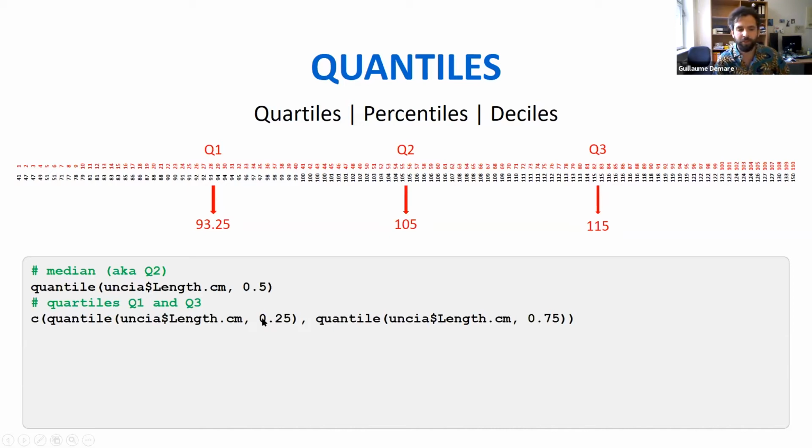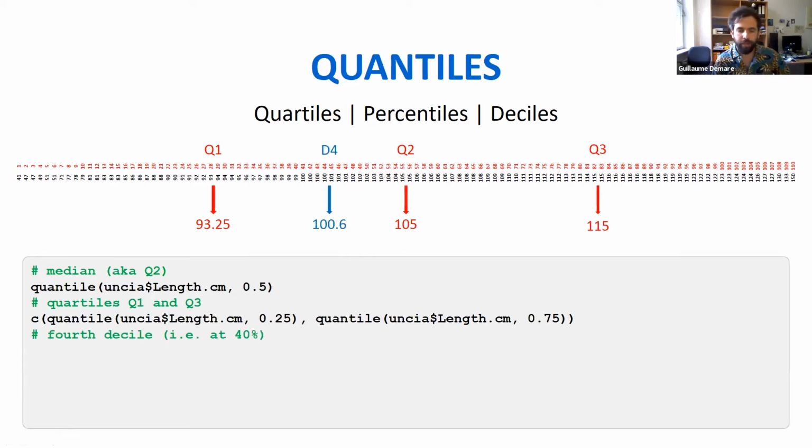For this, of course, you just need to put 0.25 to get the first one. For the third one, you put 0.75. I combine these two so you can get both values together. So if you put quantile at 0.25 and quantile at 0.75, and combine these two with the c function, it will return both values together. You can try this in your console if you want.